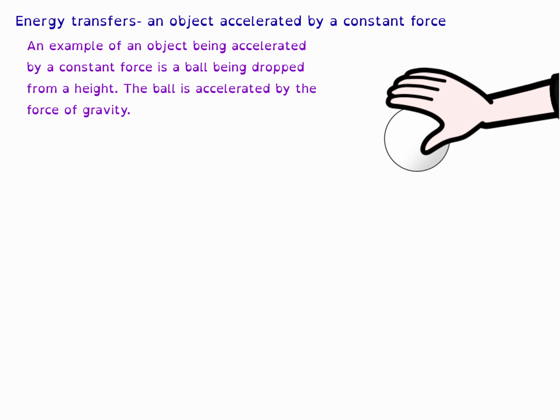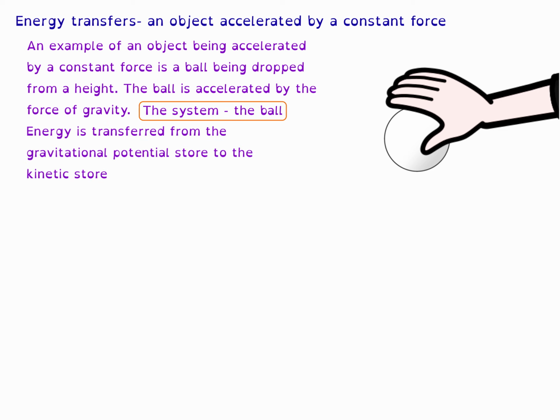An example of an object being accelerated by a constant force is a ball being dropped from a height. The ball is accelerated by the force of gravity, and in this case the system is the ball. Energy is transferred from the gravitational potential store into the kinetic store.